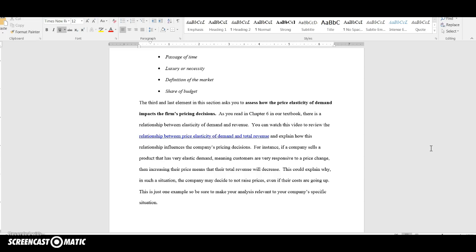If you don't have a particular instance of a price change, you can talk about it more theoretically. What would my company do if...? Based on the price elasticity of demand that you've already described in the previous two elements.